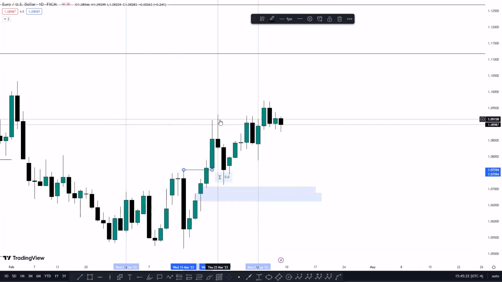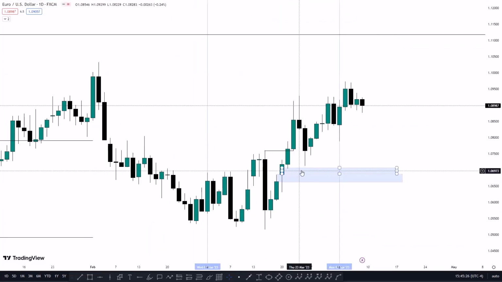Market creates a shallow pullback on this area. Try to ignore this a little bit. I'm going to delete it.